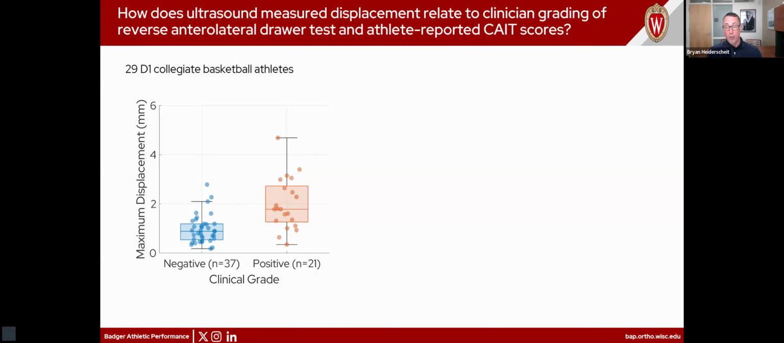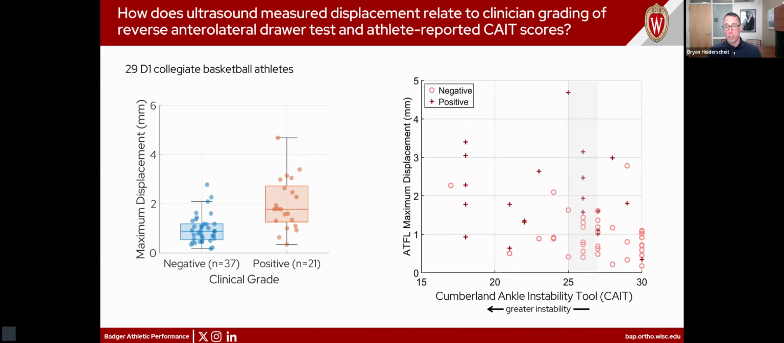Now, how does this also relate to the athlete-reported perception of their own instability? So using the CAIT score, the Cumberland Ankle Instability Tool, is shown here on the x-axis.